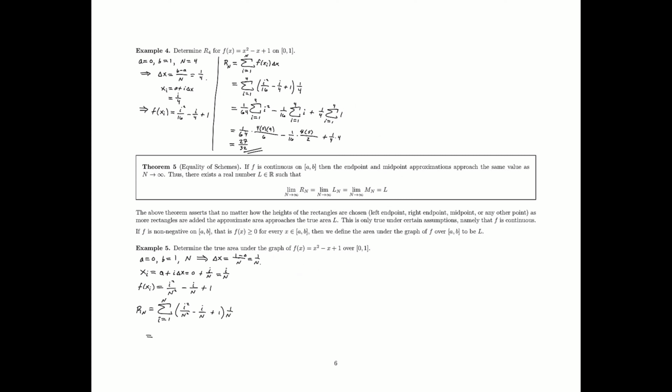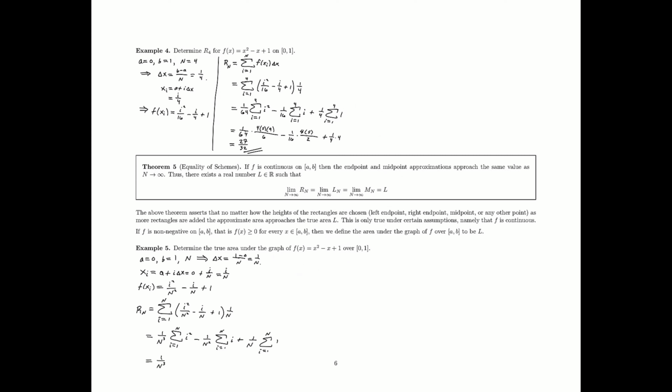Okay? So what I'll do here is very similar to what we did in the previous section. I'll factor out these 1 over n, n squared, n cubed. So we'll have a 1 over n cubed sum from i equals 1 to n of i squared, minus 1 over n squared sum from i equals 1 to n of i, plus 1 over n sum from i equals 1 to n of just 1.